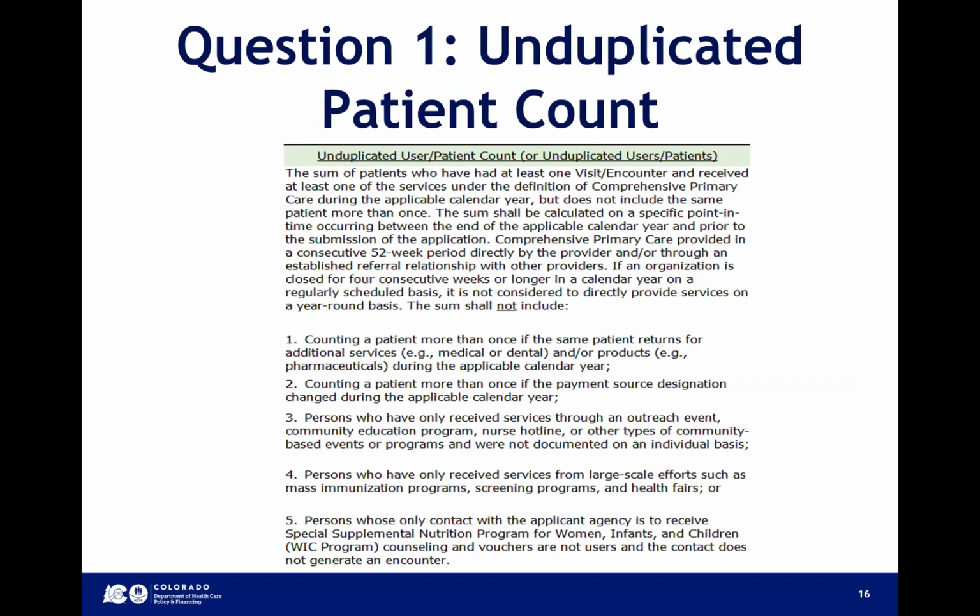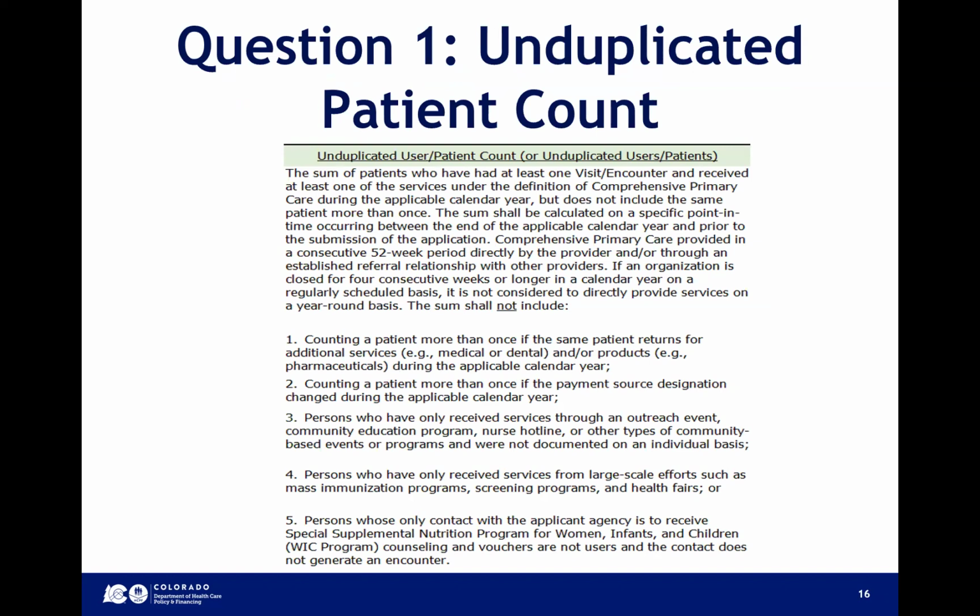So let's take a look at the unduplicated patient count and those patients that should not be included in your count. The unduplicated patient count is the sum of patients who have had at least one visit and received at least one of the services under the definition of comprehensive primary care during the applicable calendar year.